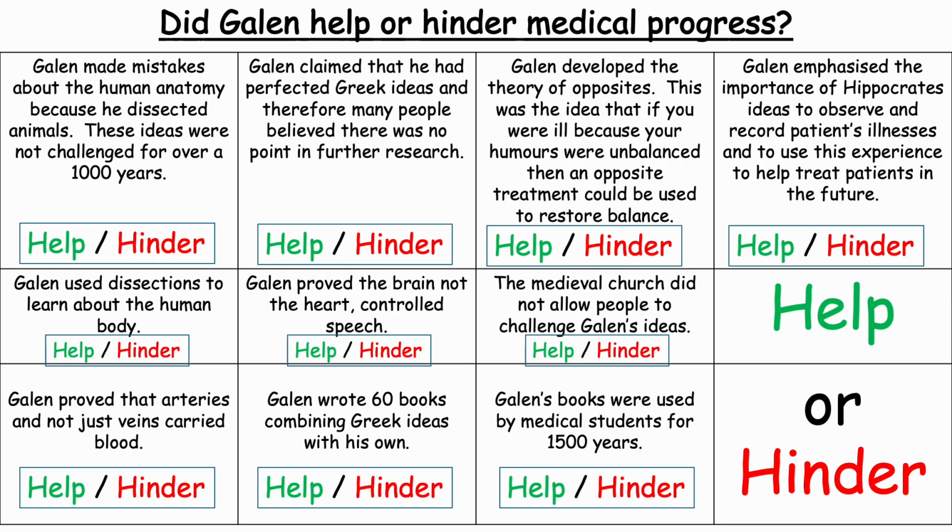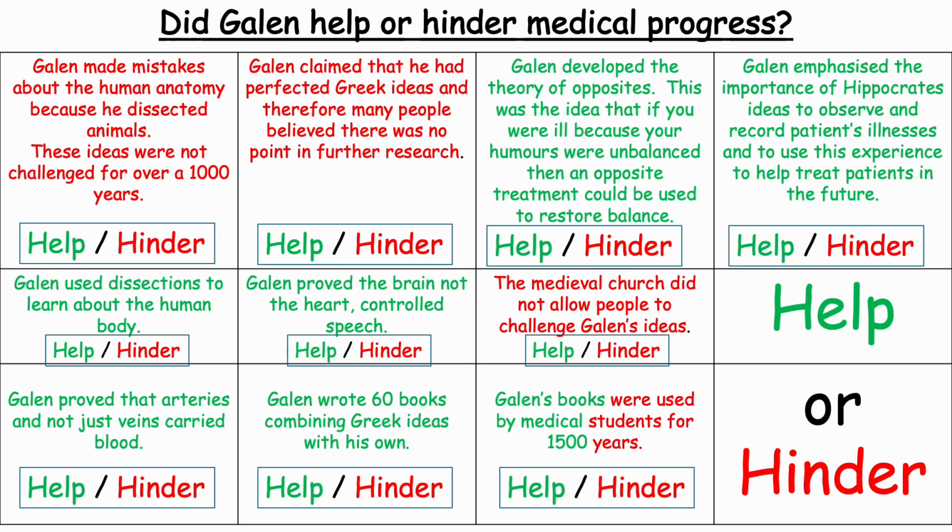This is a good point in the video you may like to pause and work out if the following statements either helped or hindered medical progress. Did Galen help or hinder medical progress? Galen made mistakes about the human anatomy because he dissected animals. These ideas were not challenged for over 1,000 years. This hindered medical progress. Galen claimed that he had perfected Greek ideas, and therefore many people believed there was no point in further research. This obviously hindered medical progress.